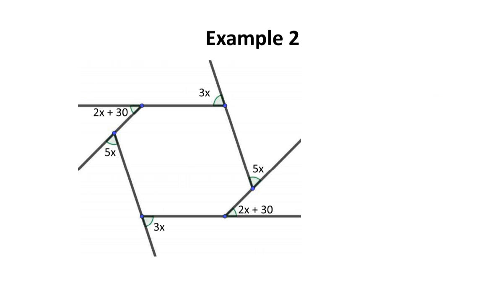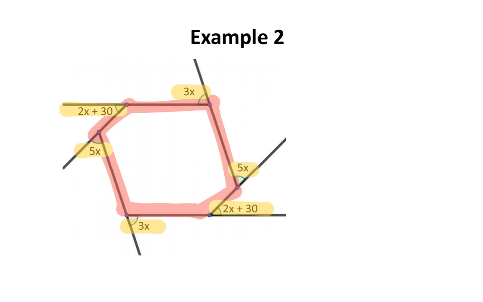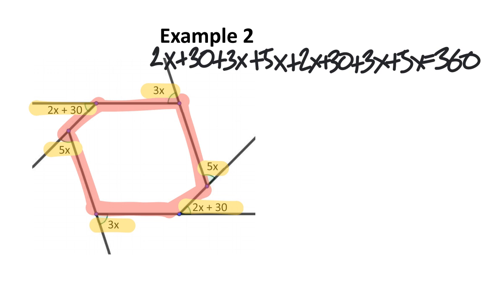In our second example, we are once again given a polygon, more specifically a hexagon, whose exterior angles are given as expressions and not actual numbers. Again, we can use a relationship that the exterior angles of any convex polygon must add up to 360 degrees. I'm going to represent this as an equation. I've gone ahead and written this as an equation.